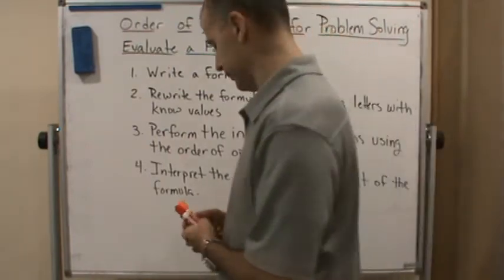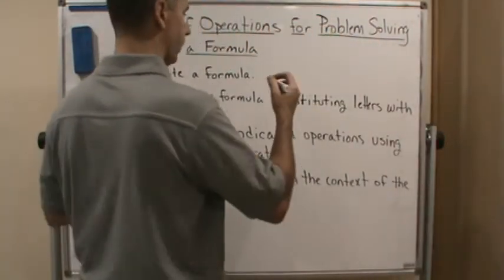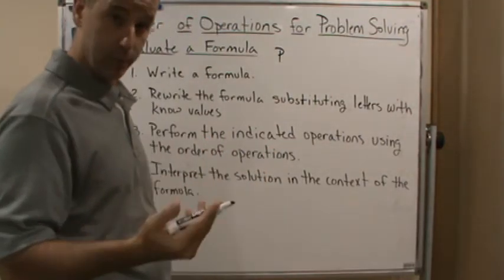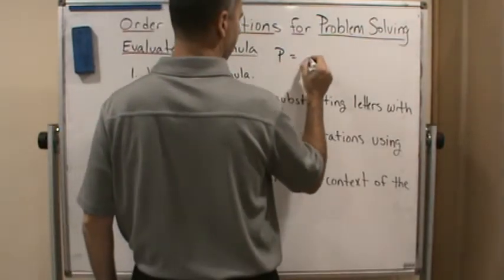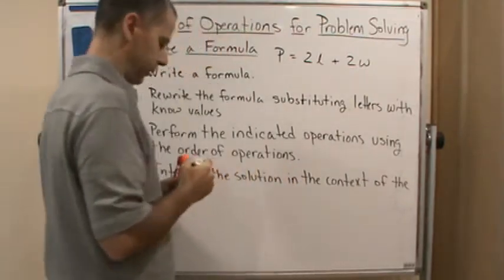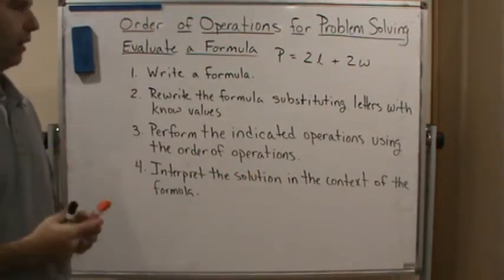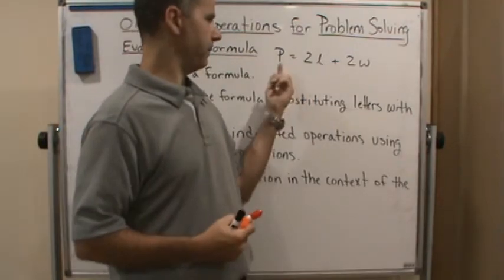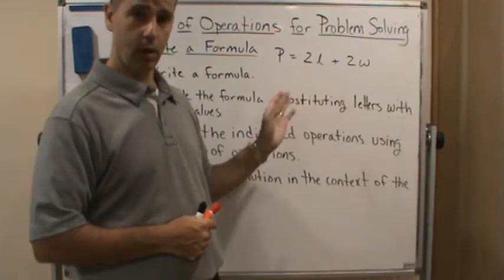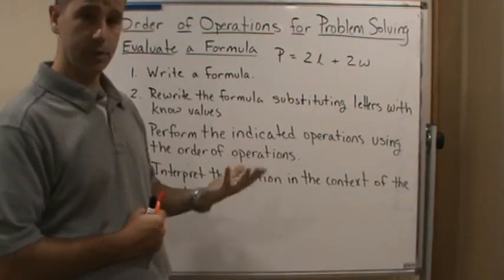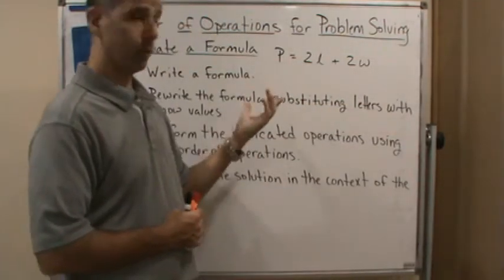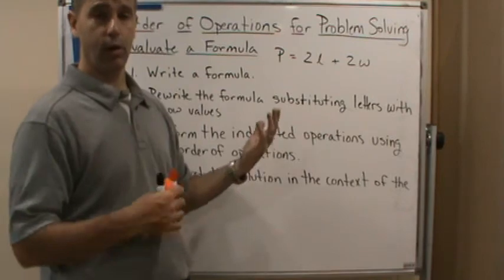Okay, for example, we know that the formula for the perimeter of a rectangle is equal to 2 times the length plus 2 times the width. So the distance around a rectangle is represented by this formula. Formulas typically have multiple letters involved, different letters that represent different things. And this would be an example of a formula for perimeter, specifically the perimeter of a rectangle.